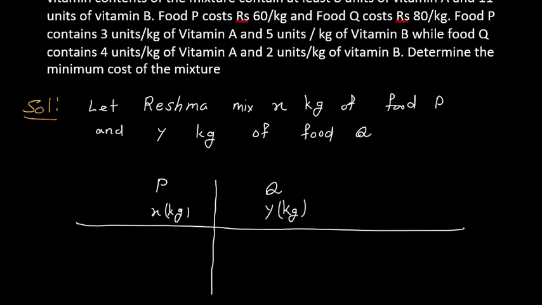Now if I talk about cost, for 1 kg the cost is rupees 60 for P and rupees 80 for Q. Then if I talk about vitamin A and vitamin B, 1 kg of food P contains 3 unit of vitamin A and 5 unit of vitamin B, and food Q contains 4 unit of vitamin A and 2 unit of vitamin B.